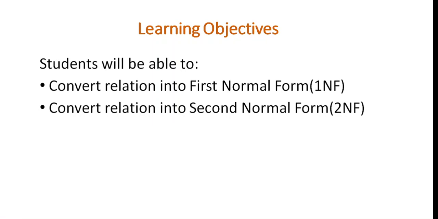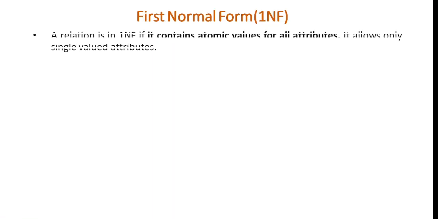So that is the process of normalization, and this normalization process is achieved through different normalization stages, and these stages are called normal forms. In a database system we have mainly four important normal forms: first normal form, second normal form, third normal form, and Boyce-Codd normal form, that is BCNF. In today's session we are going to study first normal form and second normal form.